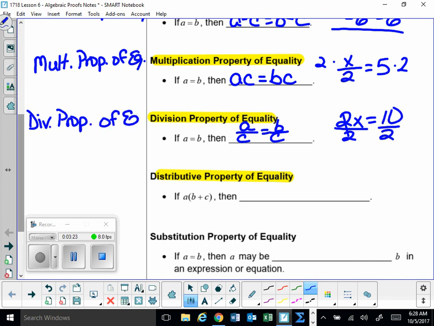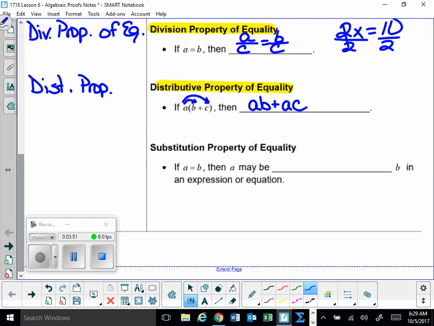The distributive property of equality, this can occur across addition or subtraction. And remember, we are sharing that multiplication. So A times B plus A times C for this one. DIST PROP.